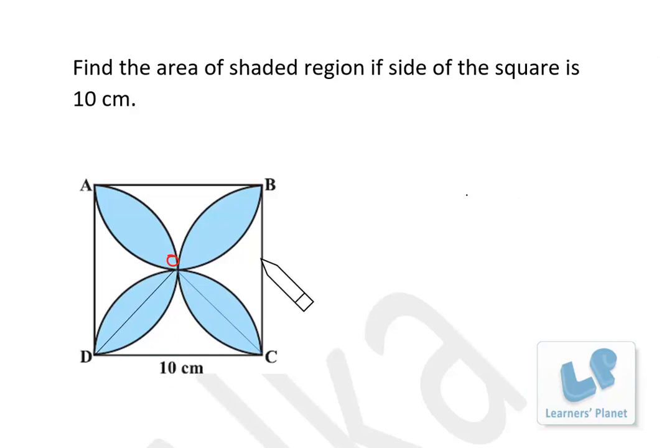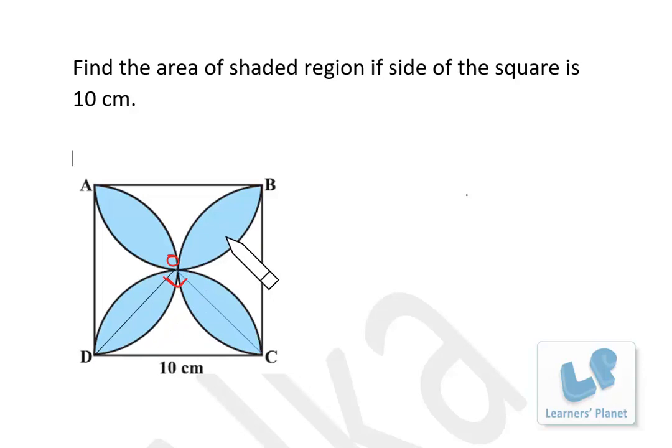since this is the diagonal, BD and AC are diagonals of the square, and the diagonals of a square intersect each other at a 90-degree angle. That means this is a 90-degree angle, right? So if this is a 90-degree angle, we can see this semicircle. That means CD is the diameter of this semicircle, right? Because the angle in a semicircle is 90 degrees. So directly you cannot say CD will be the diameter, but you should be knowing this concept.